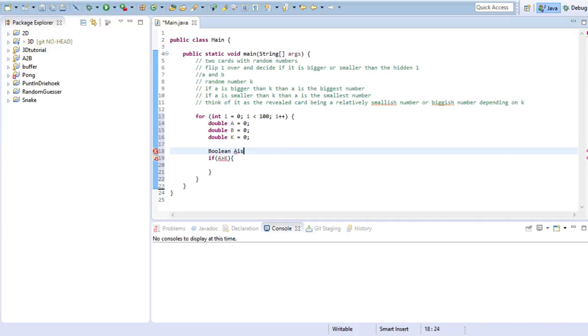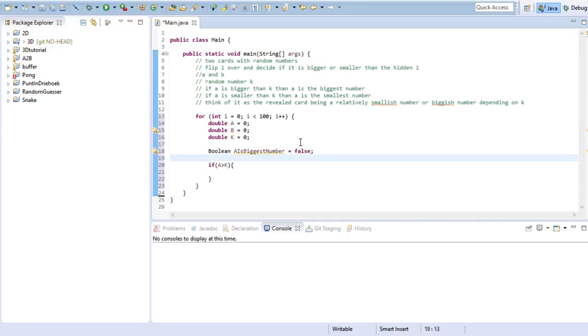Boolean A is the biggest number is false. Let's keep it at false in the beginning. And if A is bigger than K, then A is the biggest number is true.